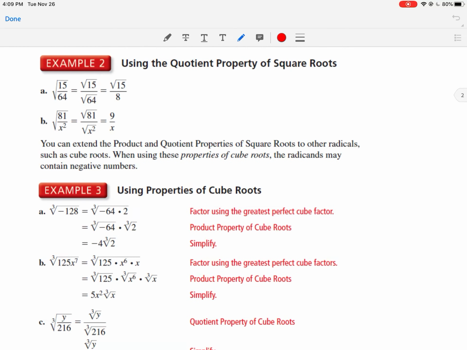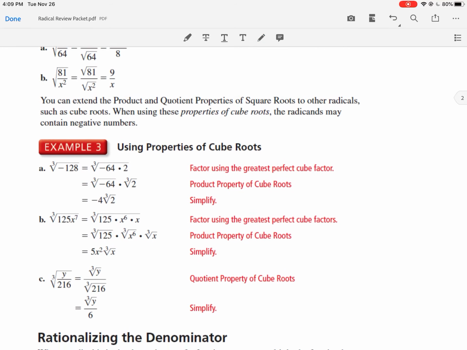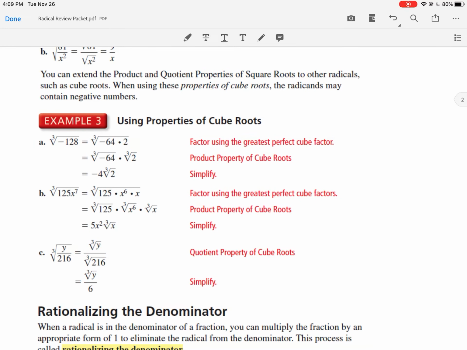So if you want to use the quotient property, all you do is take the expression you have and separate it. Square root of 64 is 8. Great, that went good. Square root of 15 isn't, because 15 is 3 and 5. No pair up, square ups. When we do b, separate them into their pieces. Square root of 81 is 9. Square root of x squared is x. So it's great. You can extend the product and quotient properties of square roots to other radicals, such as cube roots.